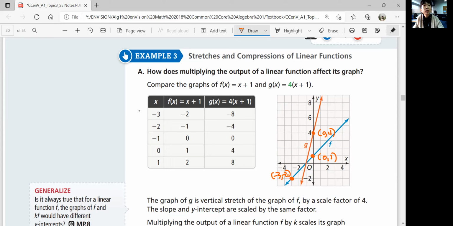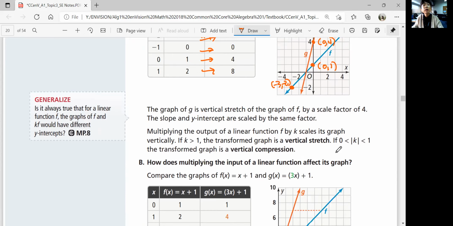Okay, and this is the scale factor compared to the original function. If you multiply the whole function with a constant, with a number that's greater than 1, that's going to be a stretch because all the values are going to get bigger by 4, right? You multiply by 4. Okay, so it's a stretch. If the values get bigger for your output, that's a vertical stretch.